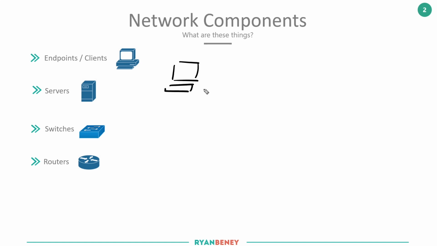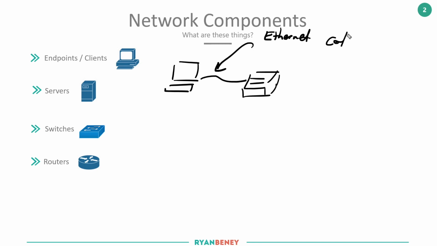Let's say we have a PC. The PC connects to a switch. And the way it connects to the switch is normally using an Ethernet cable. And you might have seen Ethernet cables many times before. The end of an Ethernet cable has got something called an RJ45 jack. And that's kind of like a plastic clip that clips into the back of the PC and it clips into the back of the switch.